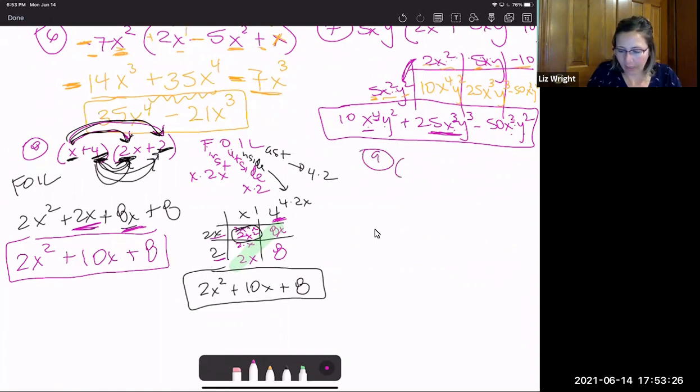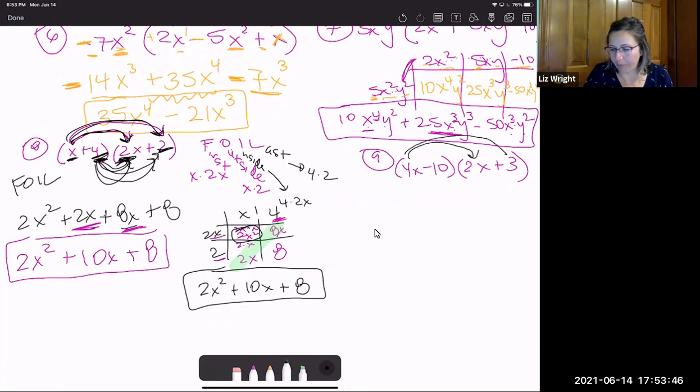So now we've got 4x minus 10 times the quantity of 2x plus 3. So let's go ahead and FOIL that, or you can do the table method, whichever one you want. I would urge you to pause the video and see how you do on this one. And I'm going to go ahead and work it out right now. So I'm going to FOIL.